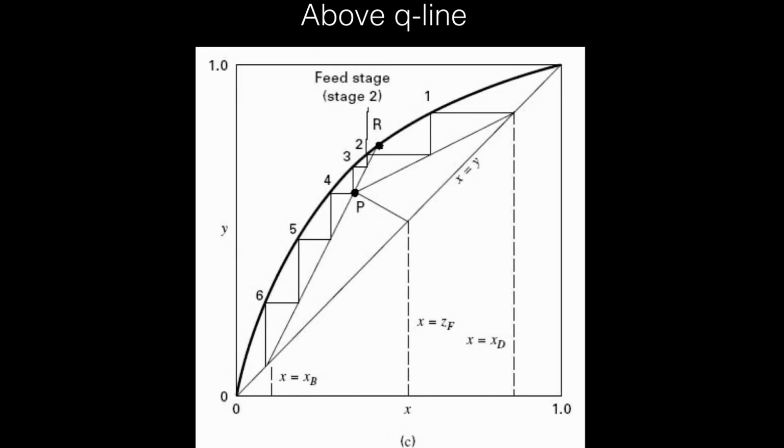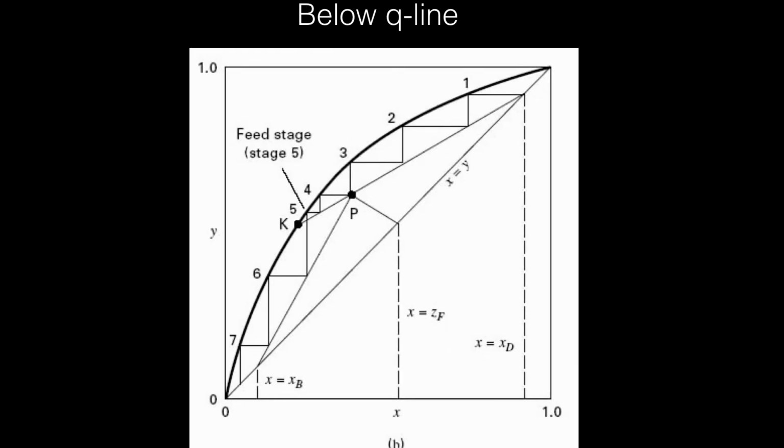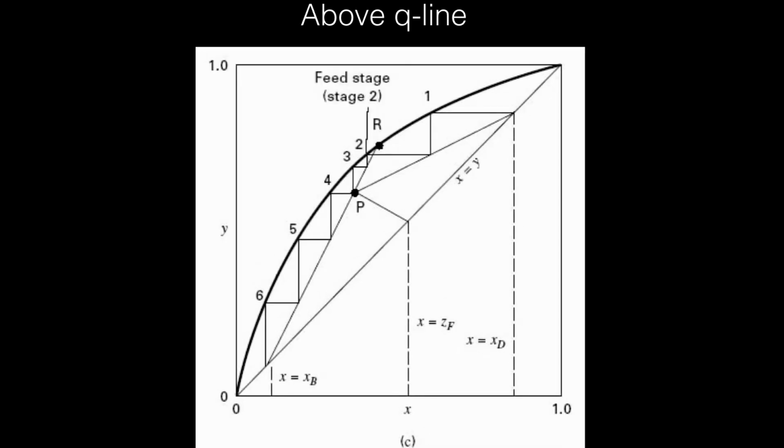Similarly, we can switch to the stripping section before we get to the Q line. So here we have stages 1 and 2 on the rectifying section operating line, but then after stage 2, we switch to the stripping section operating line. So in this case, the feed stage is stage 2 because that's the stage in which we leave the rectifying section operating line, hit the equilibrium curve, and then return to the stripping section operating line. So we feed on stage 2 here, and it's exactly the same system, right? Here we're feeding at stage 5. Here we're feeding at stage 2.